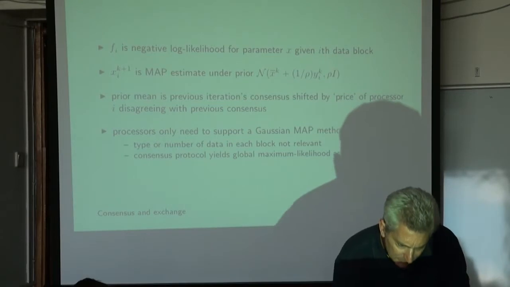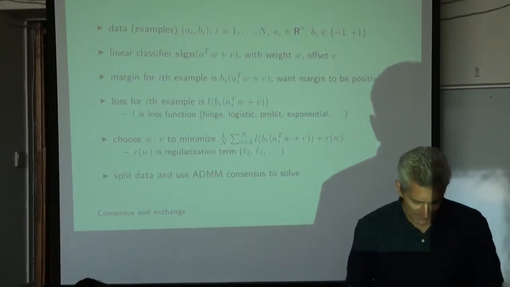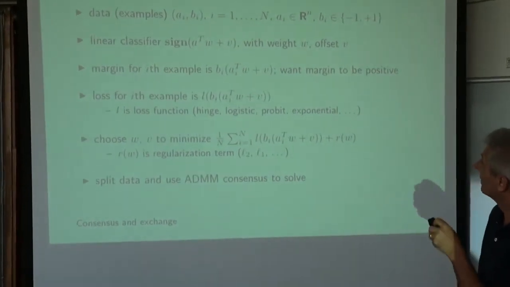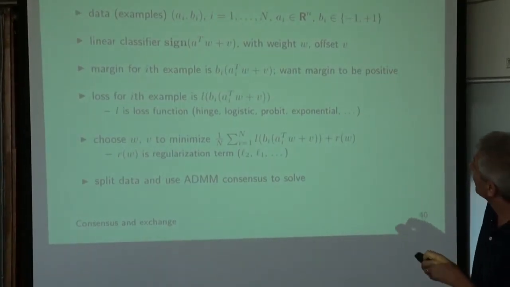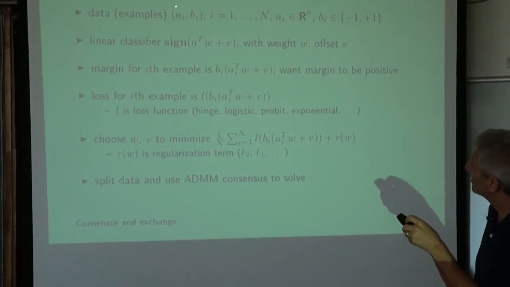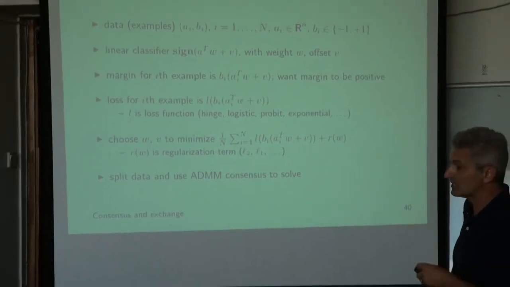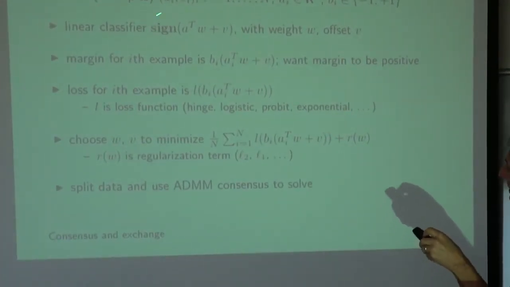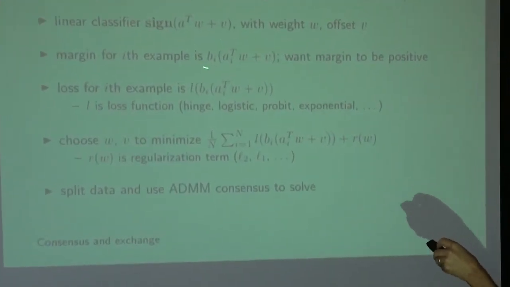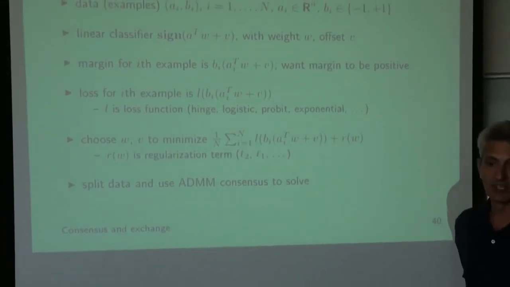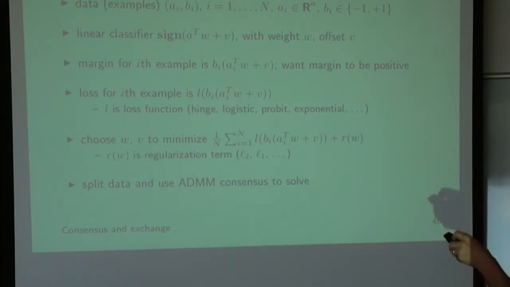Okay. So let's do an example. It's going to be a classifier. So let's make a linear classifier. You're going to be given a bunch of feature vector and Boolean outcome pairs, labeled outcomes. And you want to make a linear classifier that looks like this. This is the margin, and you want the margin to be positive. If it's negative, then you have a misclassification, a classification error, right? So you want this positive.